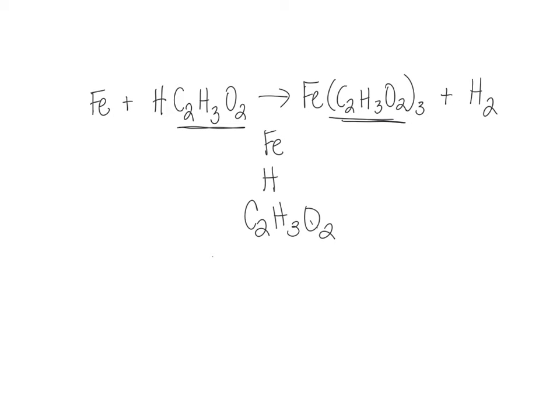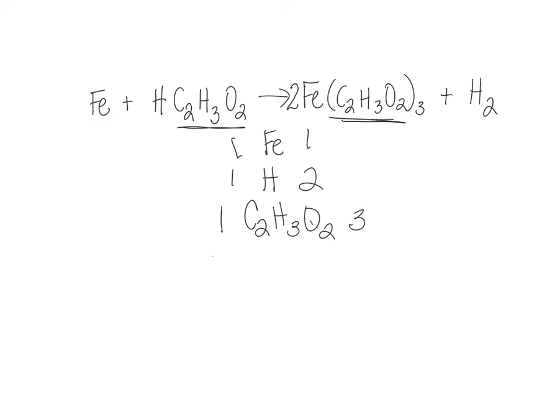Okay, so on the reactant side, I have one iron, one hydrogen, one acetate, and on the product side, I have one iron, three acetates, and two hydrogens. Okay, so the first thing I'm going to do is I am going to be putting a 2 in front of this.